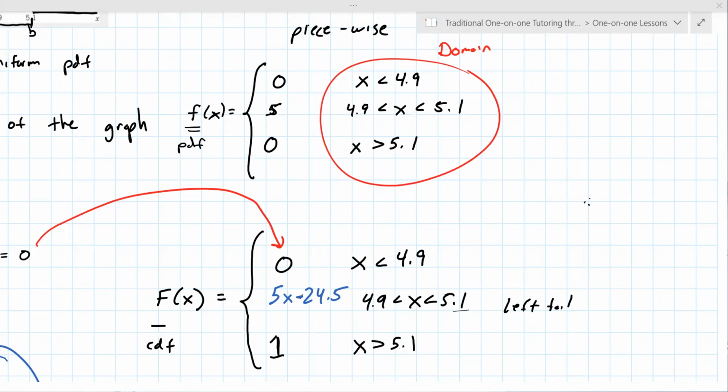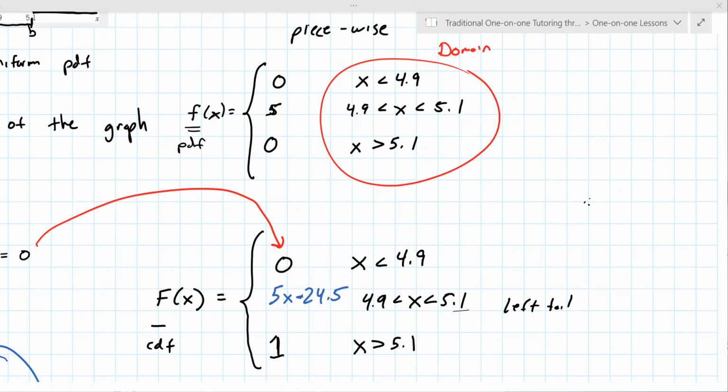But for the CDF, what would those numbers be again? The 0 and the 1 here? They're the actual cumulative probability up to that point. So they're the output. Okay, so always the output.